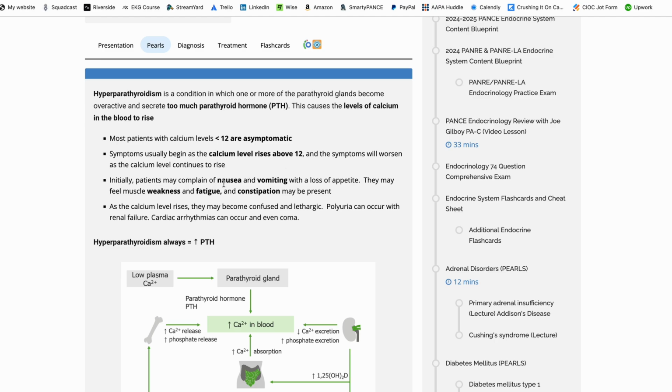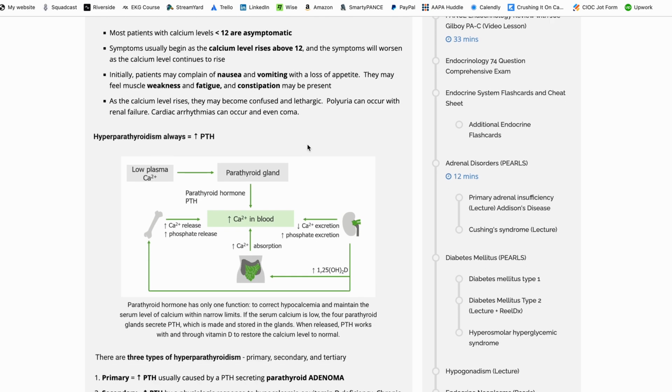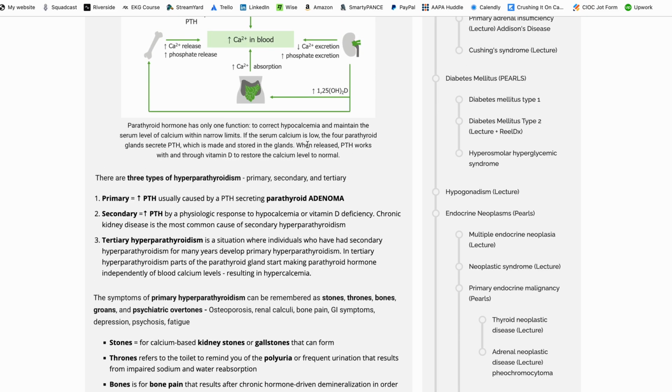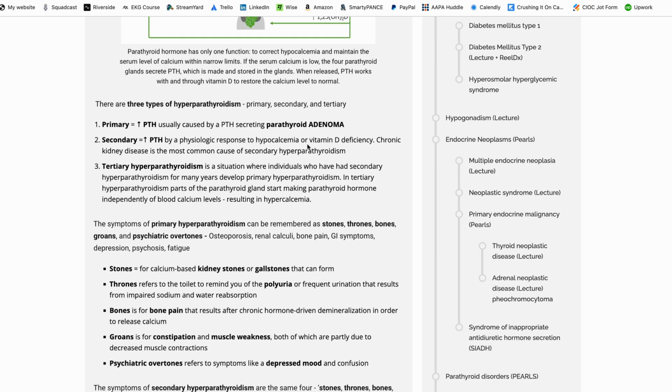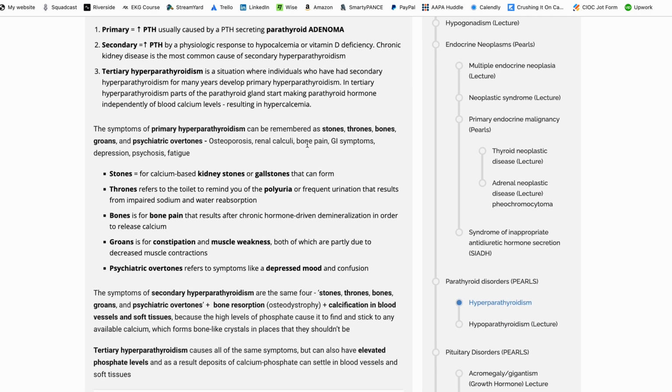Patients may complain of nausea, vomiting, weakness, fatigue, constipation. Like, yes, that's hitting the things that you saw there. As the levels rise, they may become confused and lethargic. So that's mental stuff going on there. So it's hitting a lot of things. You could be pretty convinced there. But if you need more convincing, you can kind of skim through here. Again, it's all in one place. This is pretty quick to run through. You're skimming, you're looking for those keywords.